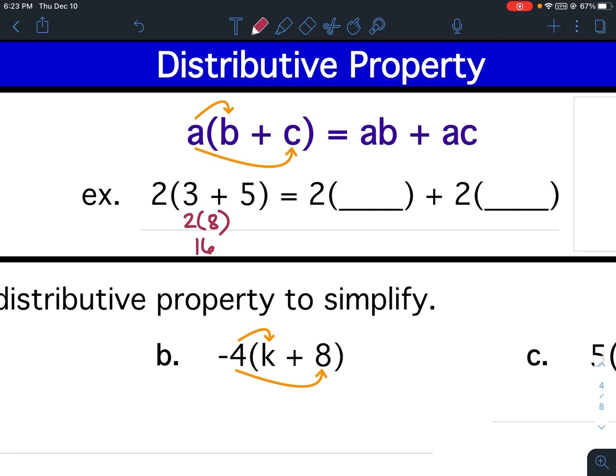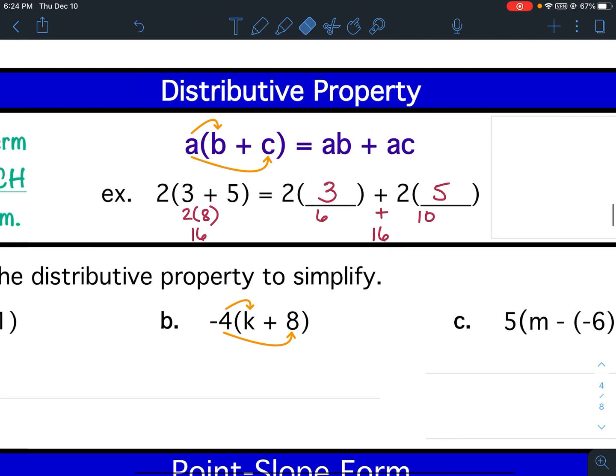All right, so if I was to do the distributive property, I would take 2 times 3 first. Then I would take 2 times 5. Well, 2 times 3 is 6. 2 times 5 is 10. 6 plus 10 is 16. So yeah, this way may have been quicker, but in the end we got the same answer.